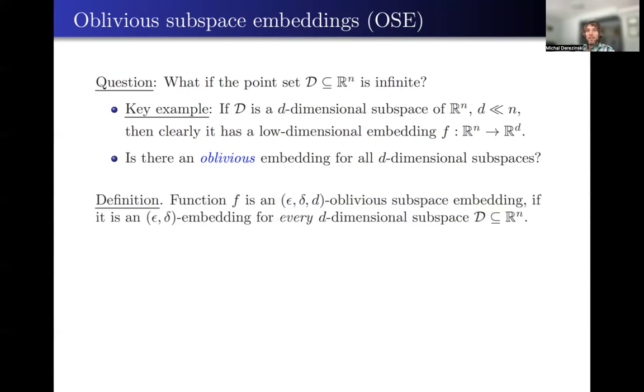So here's how we would define this. We're going to call this an epsilon delta d oblivious subspace embedding. F will be such an embedding if it is an epsilon delta embedding for every d-dimensional subspace in some ambient dimension R^n. That means for any d-dimensional subspace, this function, which is allowed to be random and pretty much has to be random, will reduce the dimensionality and preserve distances with high probability for any subspace.